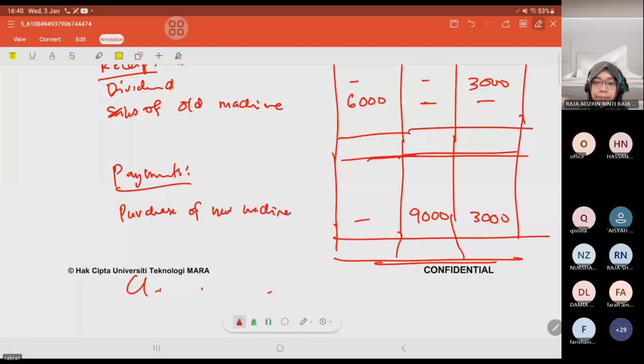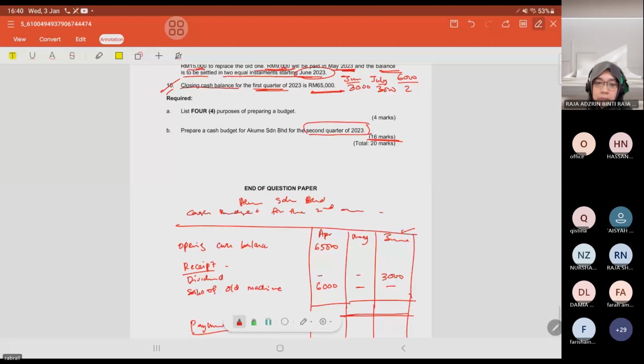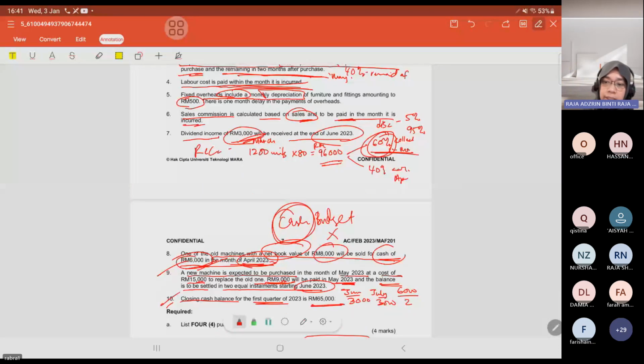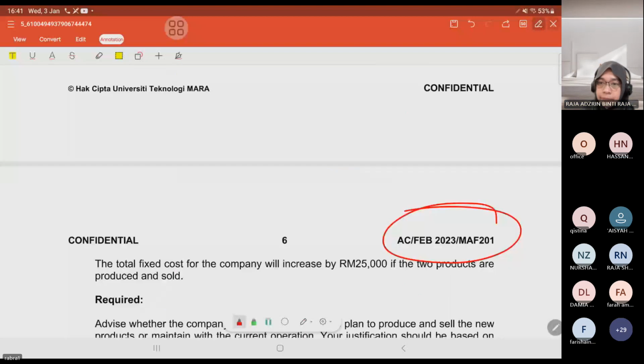Ada soalan? Tak ada. Madam Azan. Alright, okay. So tu saja. So try and do soalan ni. Try and finish off this question. Alright? Okay, doktor. Okay, thank you. Thank you, doktor. Tapi attendance je, doktor. Kejap lagi saya bagi.